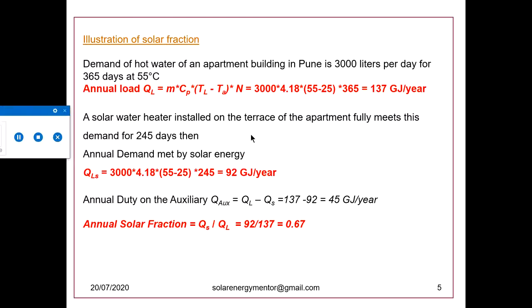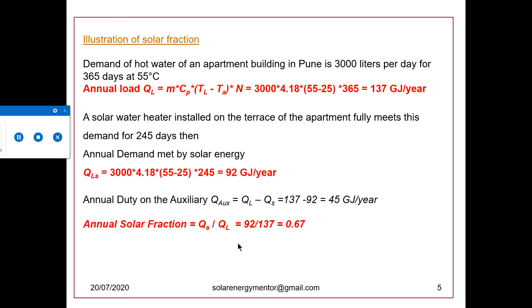Now a solar water heater is installed on the terrace of this apartment, which fully meets this demand for 245 days. The demand is there for 365 days, and out of that, for 245 days the solar water heating system is meeting the demand. So the annual demand met by solar energy we can calculate with the same expression: daily demand into Cp into temperature difference into the number of days over which the demand is met by solar energy. This comes out to be 92 gigajoules per year. Now, what is the annual duty on the auxiliary? Whatever is the total demand minus the demand met by solar energy. So 137 minus 92, that is 45 gigajoules per year, is the annual duty on the auxiliary.